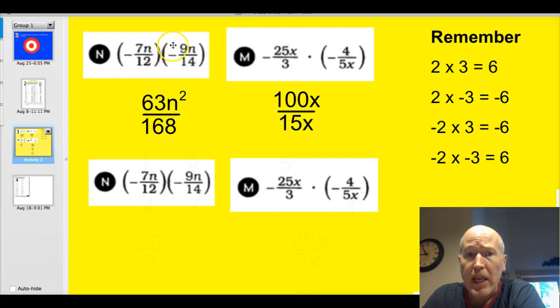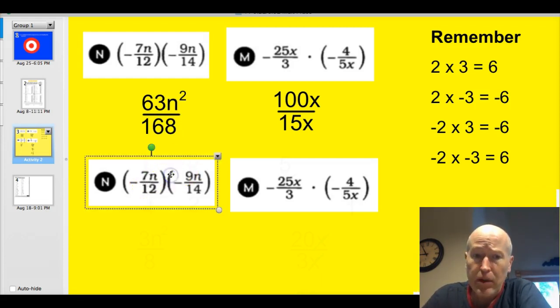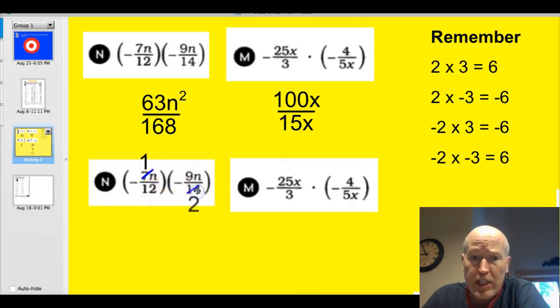But you also have n times n, which would give you n squared. So you really have 63n squared over 168. And I think you could simplify that. Don't forget, cross-reducing is going to make this a lot simpler. If you take a look at this example here, you have 7n here. I could divide by 7 here, and I could cross divide here, go down to 14 and divide that by 7. So now I've reduced this to a 1 and a 2.